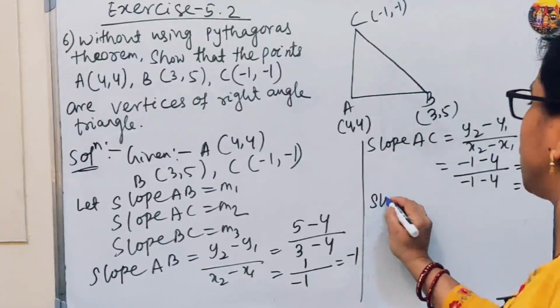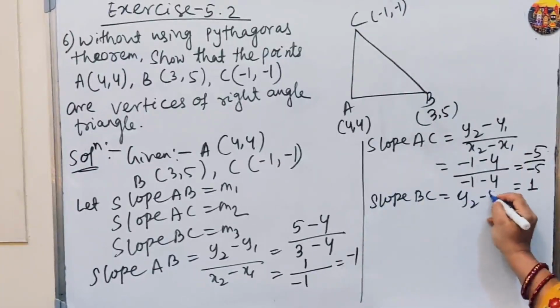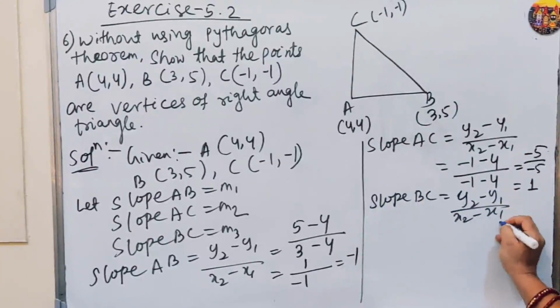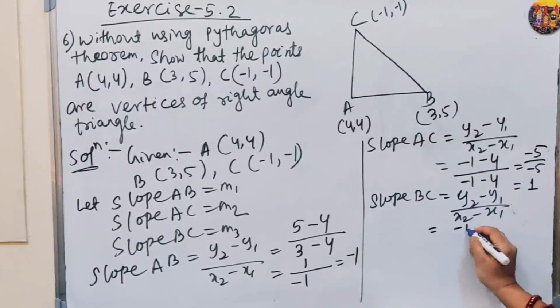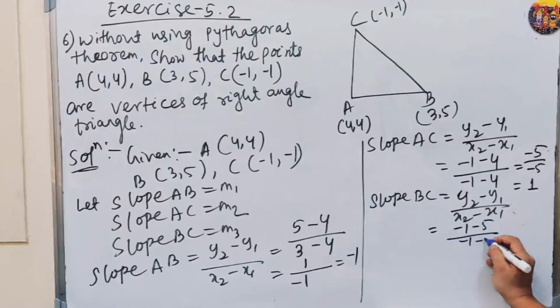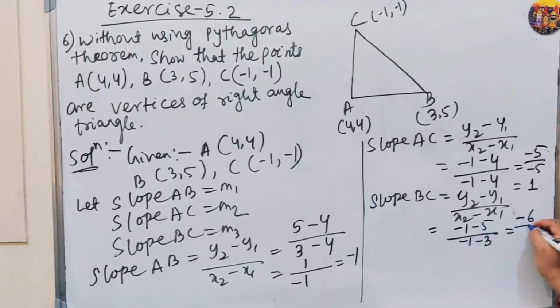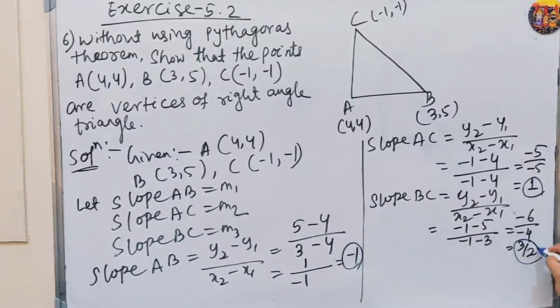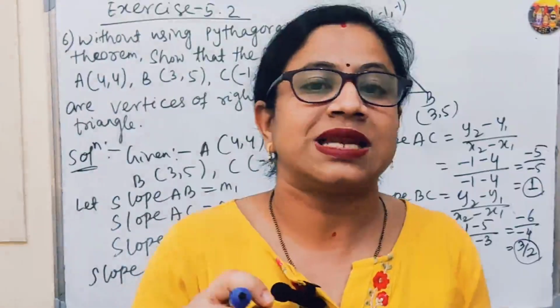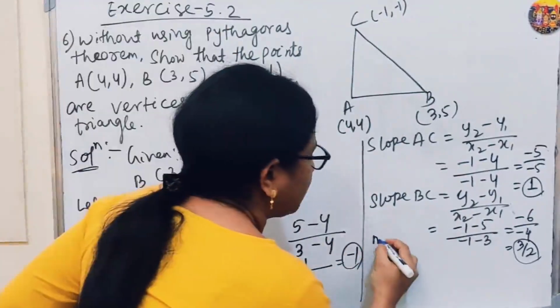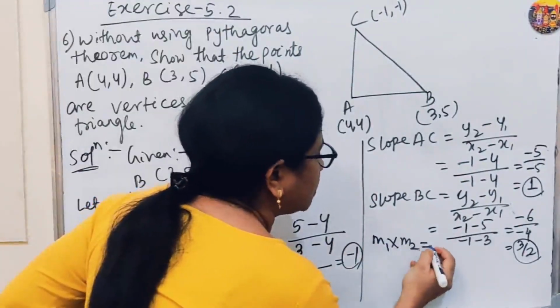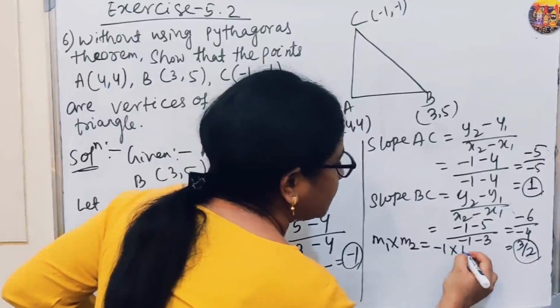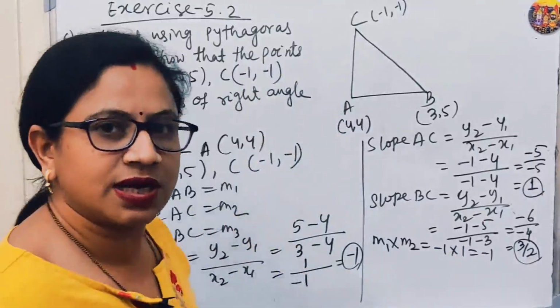Now coming to slope BC. So (y2 minus y1) upon (x2 minus x1). The values are (minus 1 minus 5) upon (minus 1 minus 3). Now the answer is minus 6 upon minus 4. After simplification we will get 3 upon 2. So this is our first slope, this is second slope, this is third slope. Coming to the main part, which lines are perpendicular. M1 multiplied by M2 is equal to minus 1 multiplied by 1, which is minus 1. This we got as minus 1.